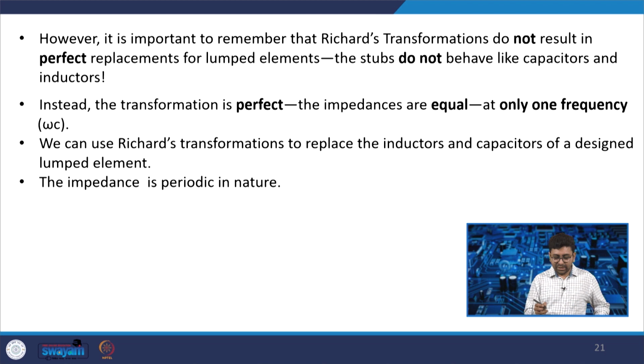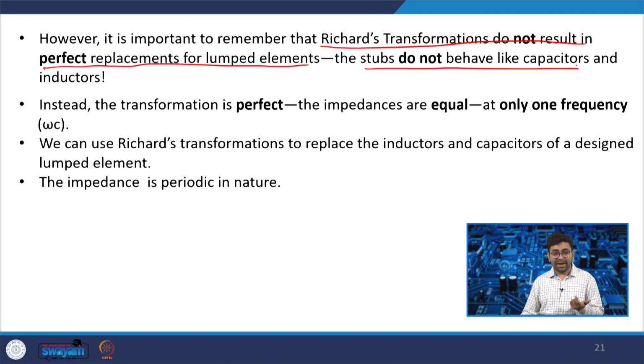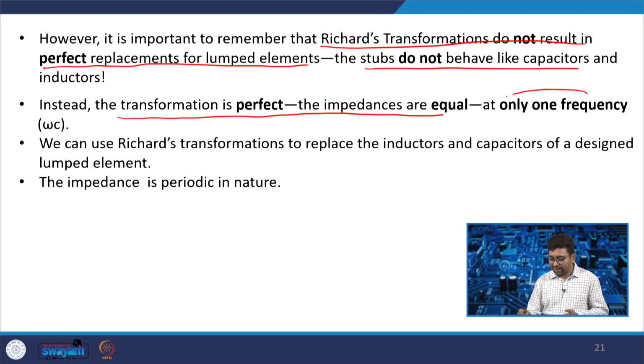It is important to remember that Richards transformations do not result in a perfect replacement of a lumped element. If you have a lumped inductor, you cannot completely replace it. The stubs do not behave like capacitors and inductors, but you can use them only for a certain frequency. The transformation is perfect, the impedances are equal, but only at one frequency. If your frequency or bandwidth is wide, then there is a variation in the inductance.